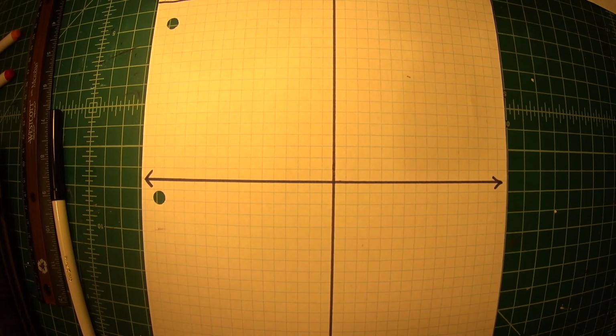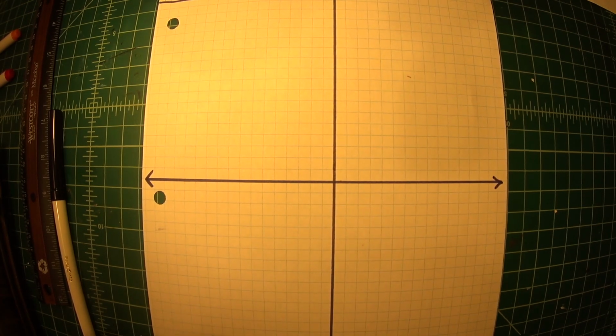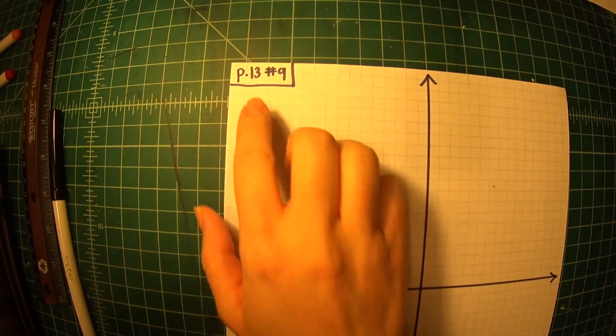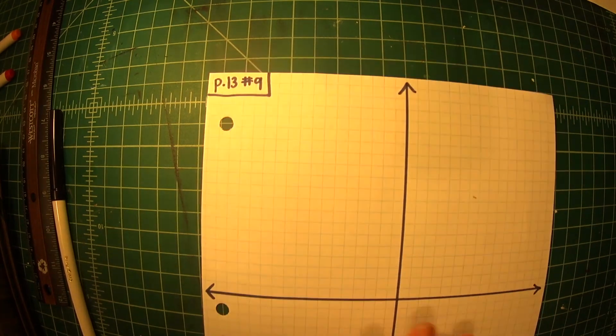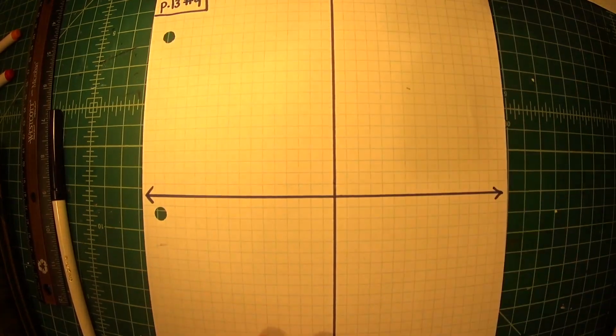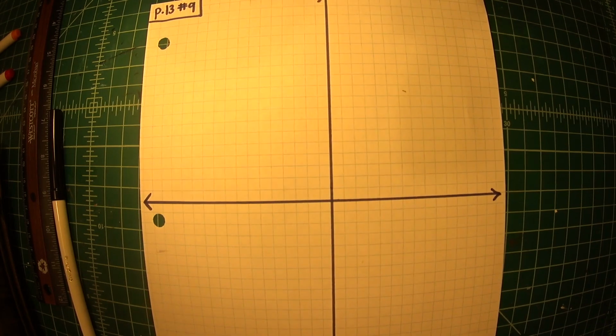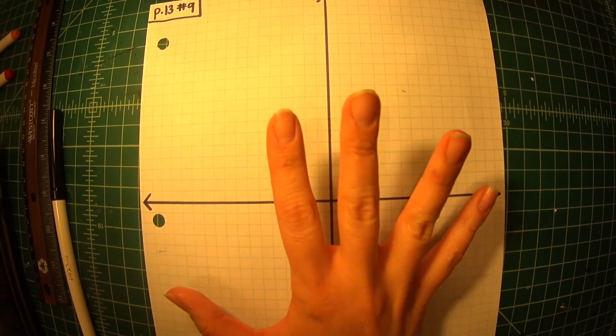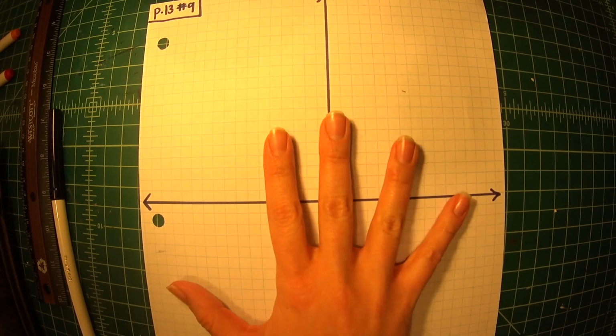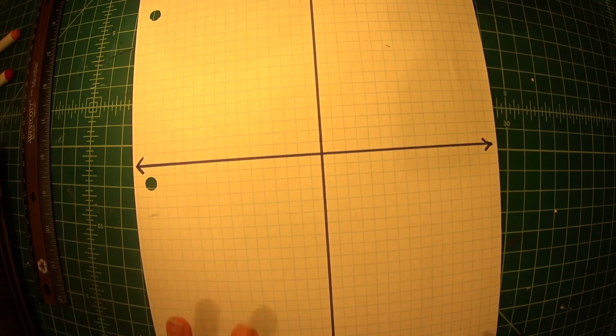Hi everyone! In this video we're going to be taking a look at one of the questions from the textbook that I assigned the other day. So this is from page 13, number 9. I ended up receiving a lot of questions about this particular problem, which makes sense because it all takes place on the coordinate grid, which is a concept that you haven't looked at since grade 7. So let's take a look and review this.